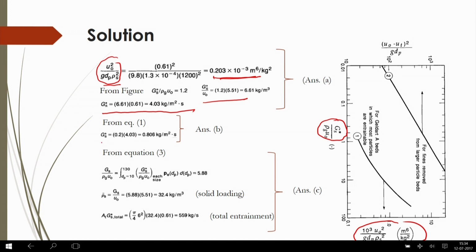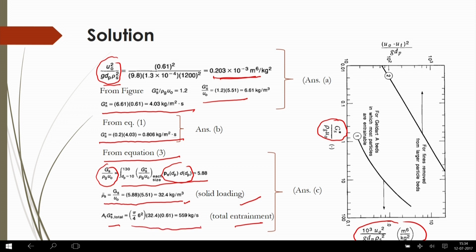And then from equation 1, G_A star will be equal to this, and from equation 3, G_S by rho s u0 will be calculated as per this after substitution, using the size distribution and integrating over the size range of 10 to 130 micrometer. And what should be the density rho s? Here it is the bulk density of the solids. From this you can calculate the solid loading, and after that the total entrainment amount you can calculate from this equation.